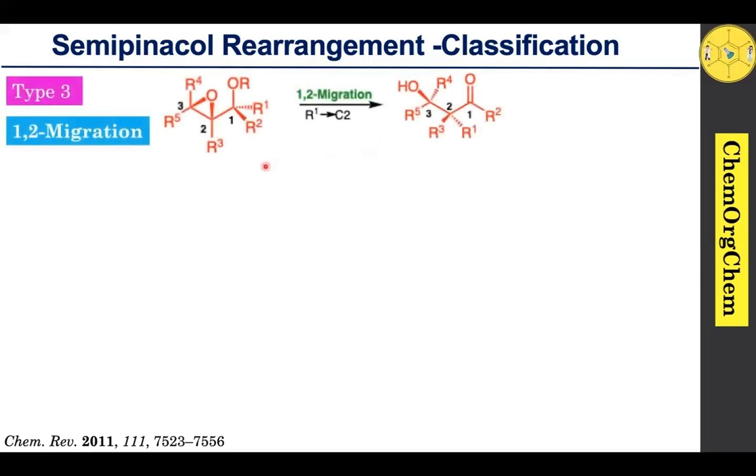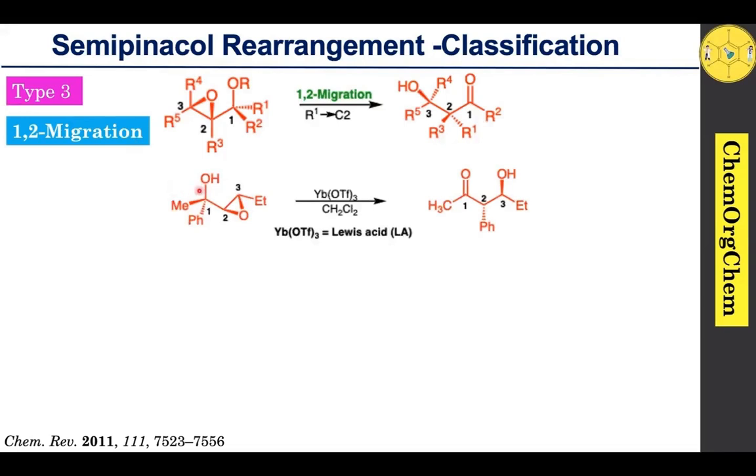Let's see type 3 semipinacol rearrangement with some interesting examples. First, 1,2 migration. The acid promoted semipinacol rearrangement of epoxide by 1,2 migration is common. There are several known examples. Now see this one interesting example. This one is a simple example for 1,2 migration.